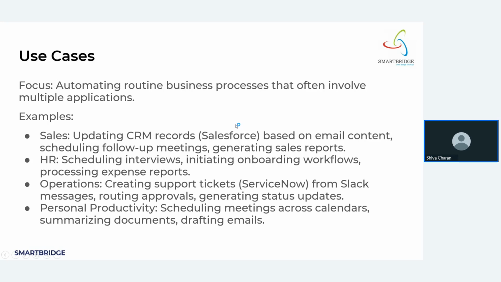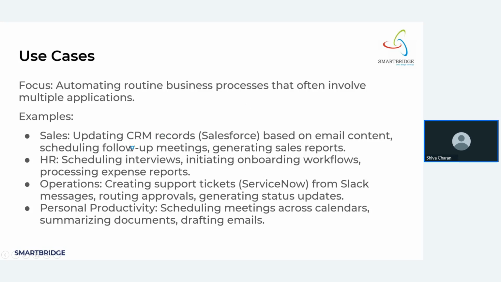Okay, I hope you have gone through the use cases also. So what is the focus and what are the examples over here? Automating routine business processes that involve multiple applications. So by using Watson Orchestrate, what are we doing? We are optimizing things. If there is any routine business process, we are optimizing that. Correct. And how are we doing it exactly?